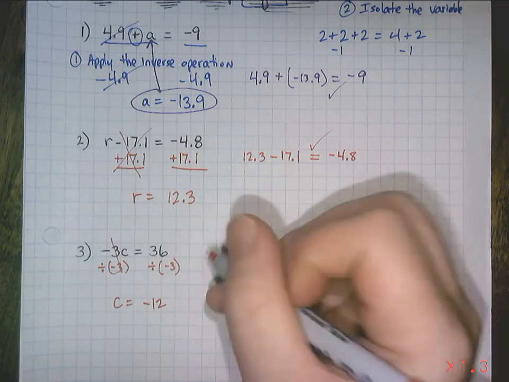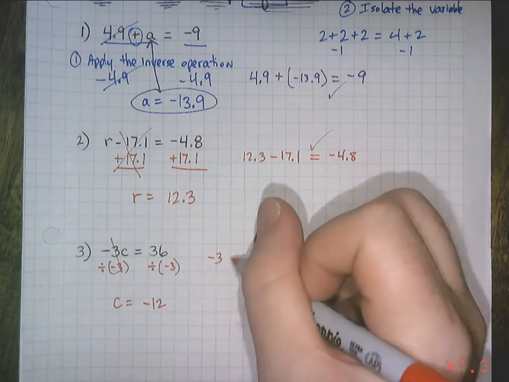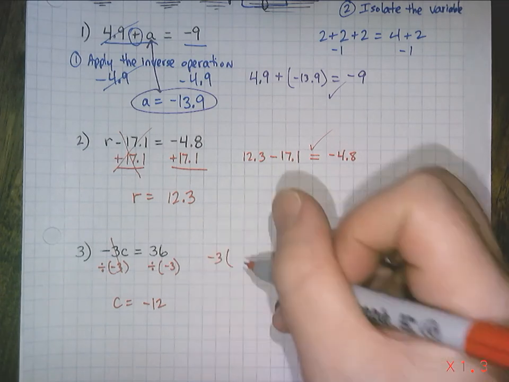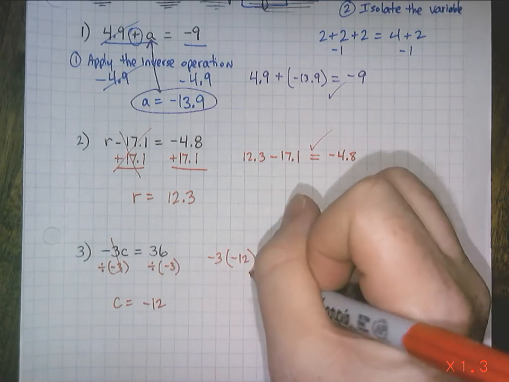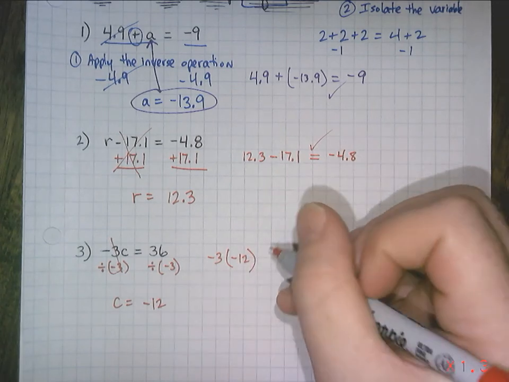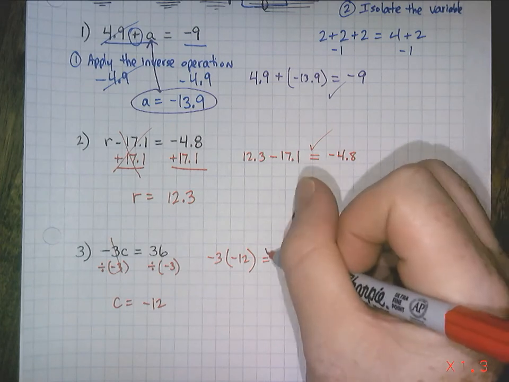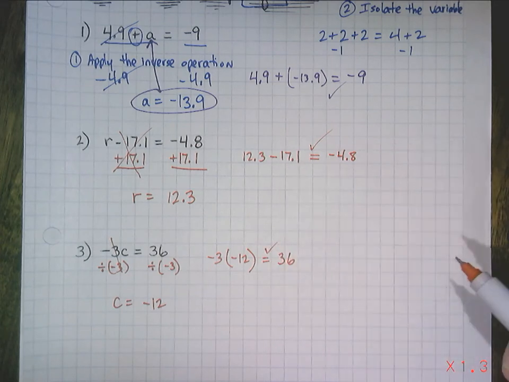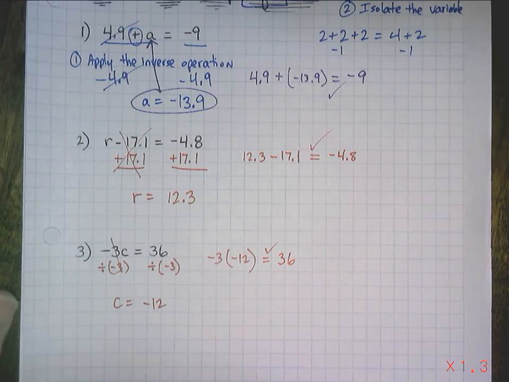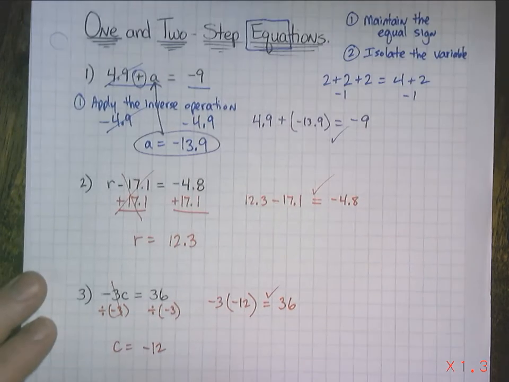And if we want to check this, we plug this back in, so negative 3 times C. In this situation, C is negative 12. Is negative 3 times negative 12, does that equal 36? Yes, it does. So that is good. That solution is perfect. So that's a one-step equation.